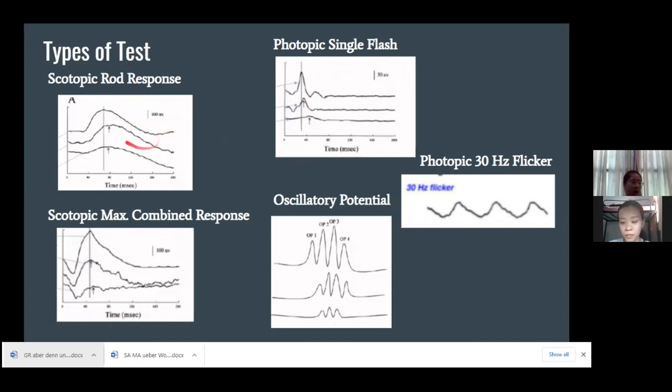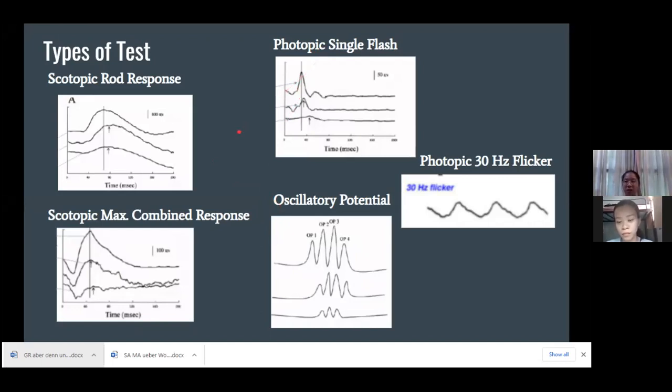When our eye is dark adapted, our rod cells will be the ones that function well, not the cone cells. The rod cells themselves are highly sensitive to light, and they function in night vision. And there are many rod cells when compared to the cone cells. As for the photopic condition, our eyes will be light adapted.